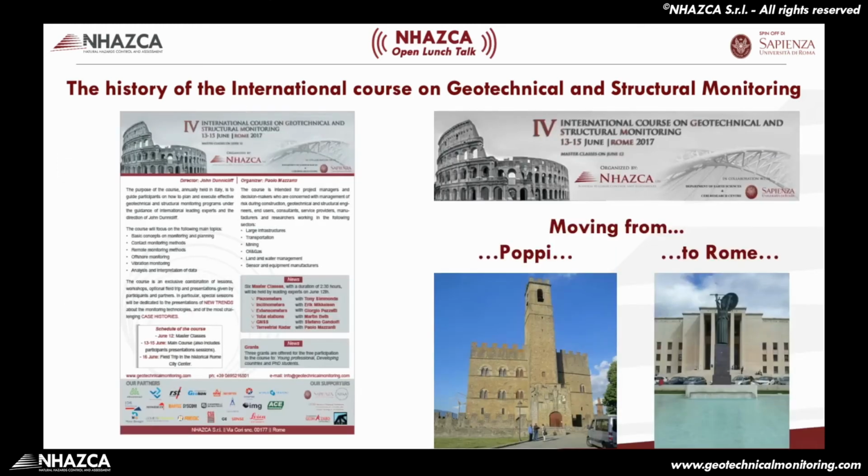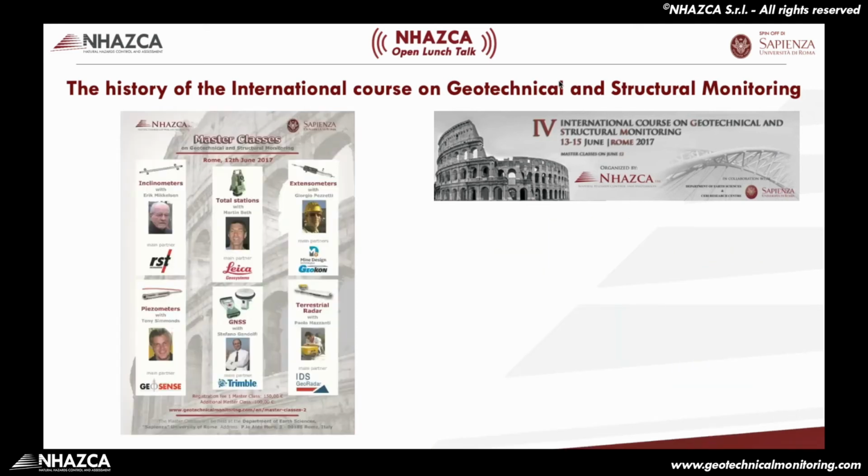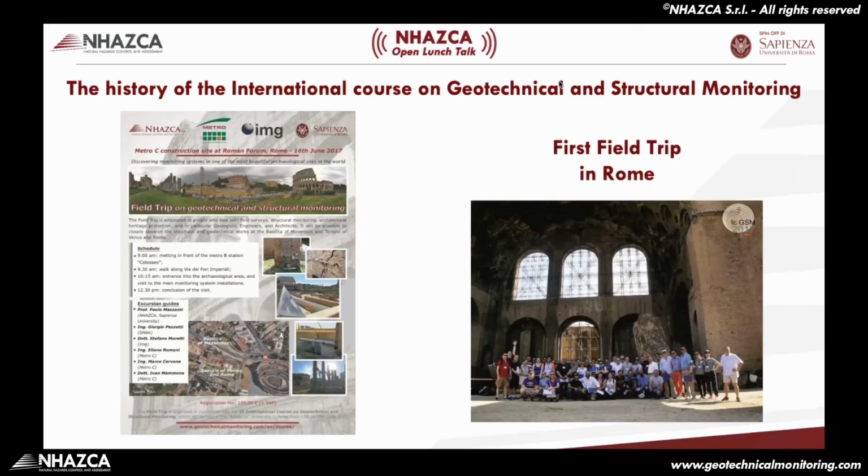And then in 17, we moved to Rome. And moving to Rome, we had some news. The news was mainly the master classes. We started, in addition to the main course and the field trip, the master classes. The first master classes were on inclinometers with Mikkelsen, total stations with Martin Bett, extensometers with George Pezzetti, and so on. And we also did the first field trip in Rome at the Metro C project.